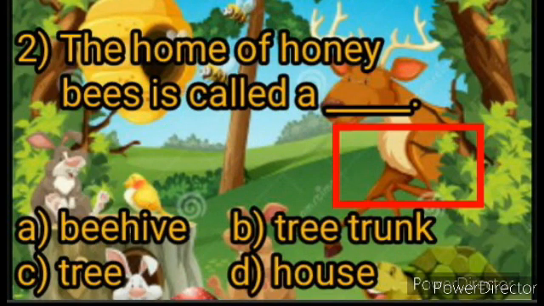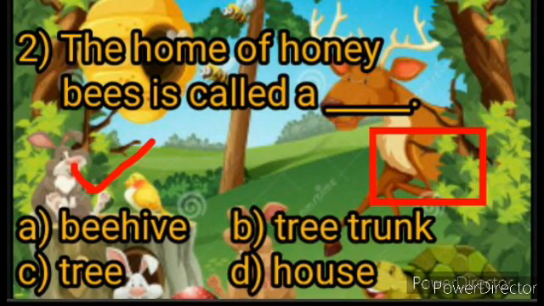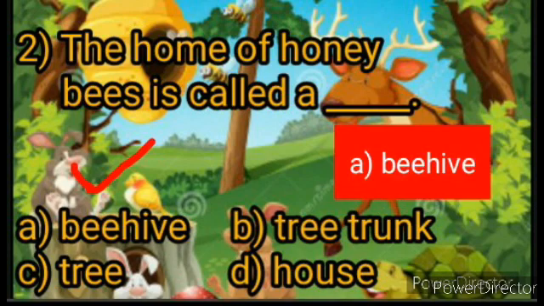The home of honeybees is called a dash. Option A beehive, option B tree trunk, option C tree, option D house. What is the home of honeybees called? Beehive. So tick option A and write the correct answer in the box.